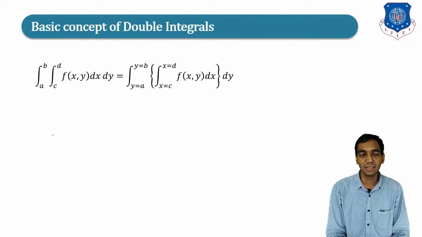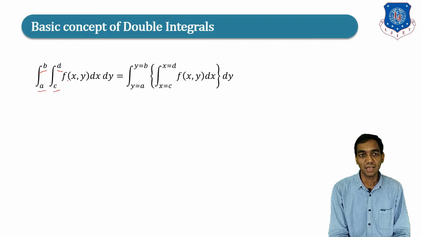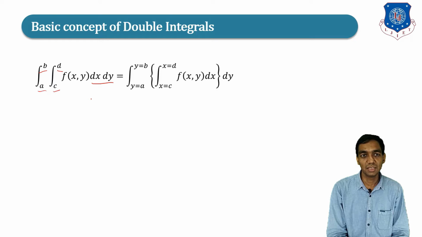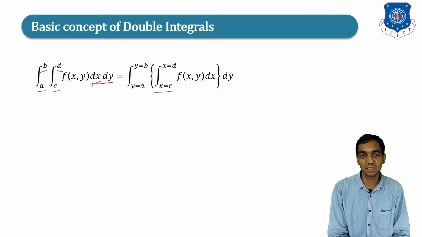Now we are starting with the basic concept. You have been given an integration from A to B and C to D. Here all limits are constant, and you have the double integration from A to B, C to D, of f of x comma y dx dy. Then you have to check the order of dx dy, and according to that we use the integration. If dx is first, then the inner integration is of x. That means the inner limit is of x, so x varies from C to D, and the outer integration is of y. So the outer integration has a limit of y from A to B.